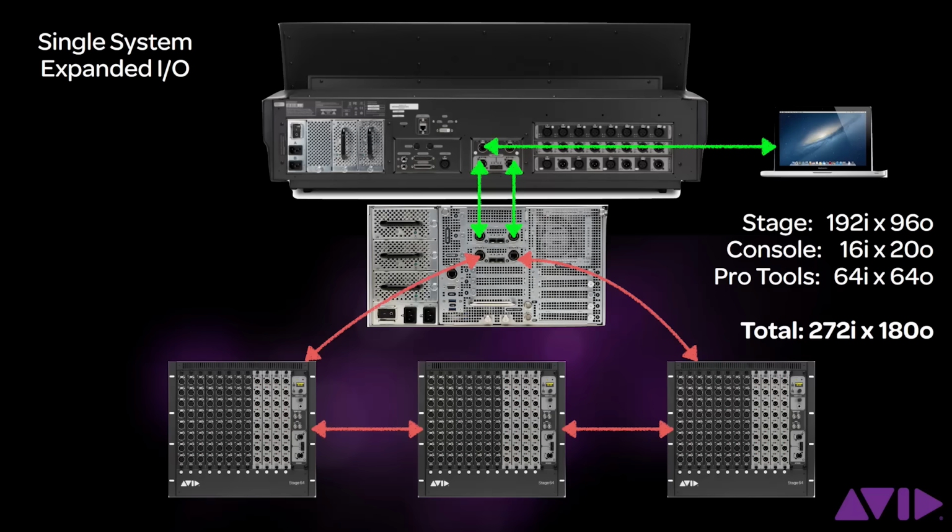What's new? Okay, so the biggest thing that we've introduced is what we call expanded I/O, which means that we've increased the networking capabilities of the system so that we can connect to up to 3 Stage 64 stage racks. Now, what's important about that is each Stage 64 stage rack will give you up to 64 mic pre's. So now we can have 3 of them connected to the system on a single AVB ring, which means that we can have up to 192 inputs on stage. So a huge expansion in the I/O capabilities there.